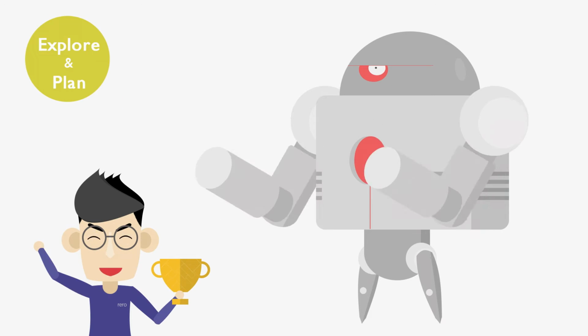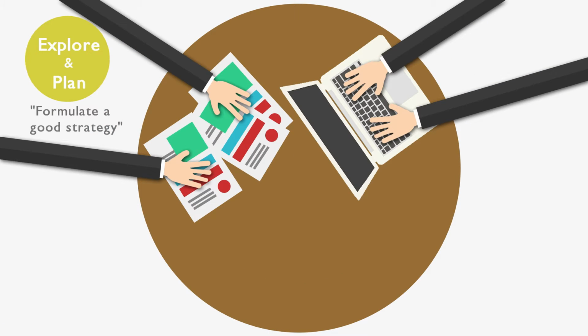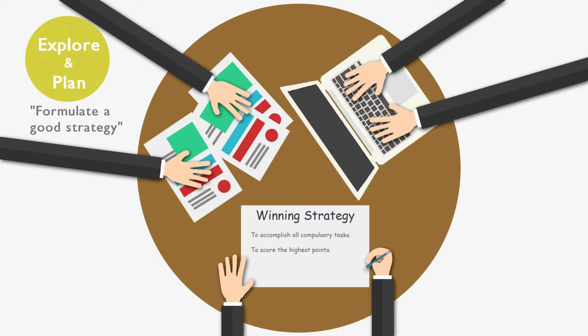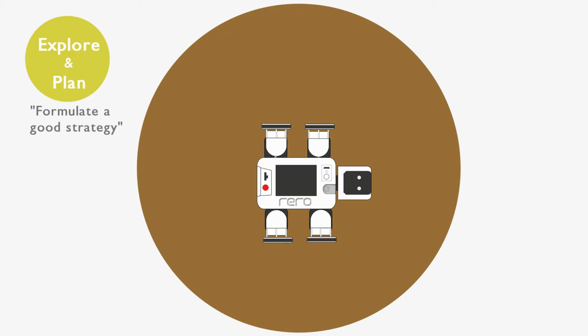Having the best robot is not a guarantee of victory in a robot competition. You need to draw up a set of winning strategies before you even enter the game field. Generally, a good strategy should help your team to accomplish all compulsory tasks in the game and score the highest points. Game strategy will also steer the direction of your robot design, so it is vitally important to decide the core strategies first before voting for robot design.